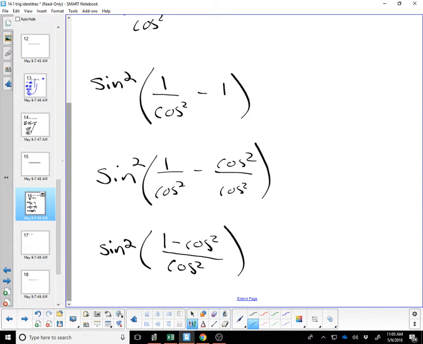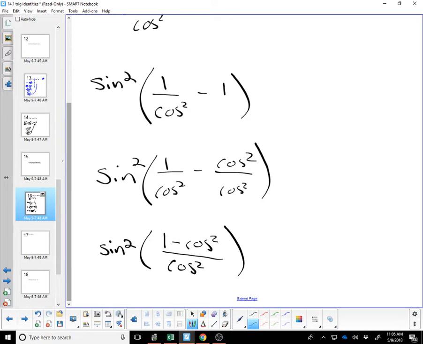Any questions at this point? You're okay with the 1 becoming cosine over cosine? And then they have the same denominator, so it's just cosine squared there. And then it's 1 minus cosine squared. That's all I've done. Okay?